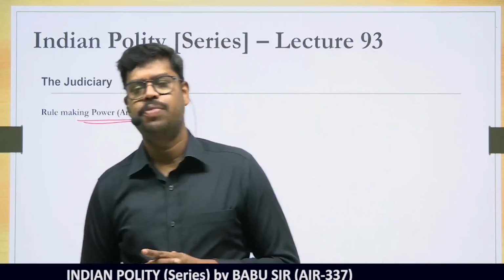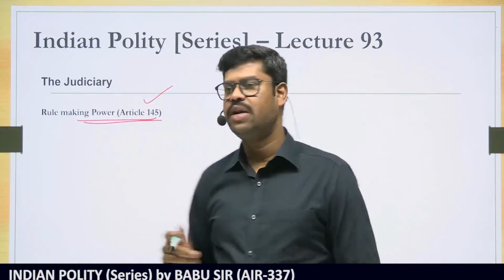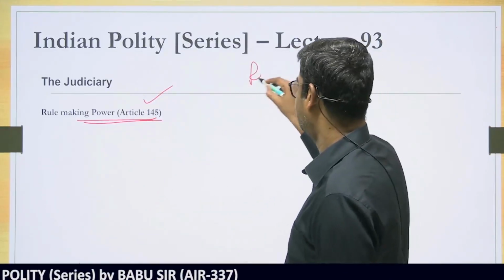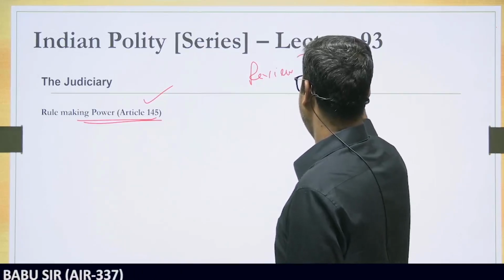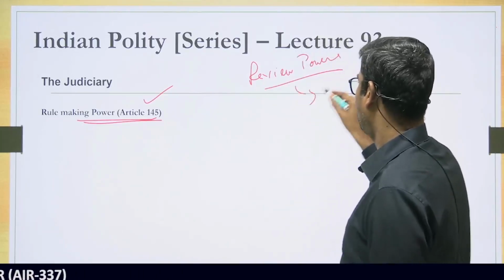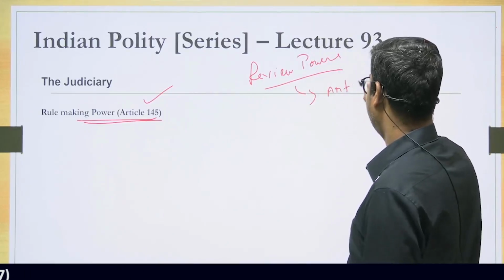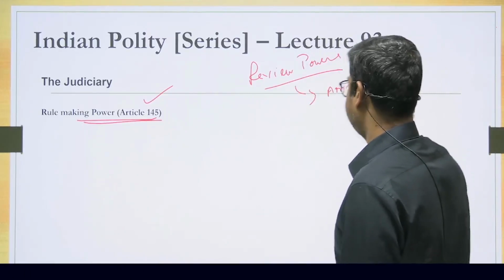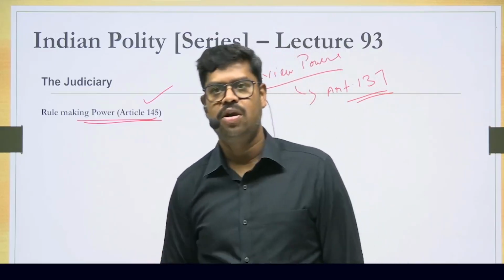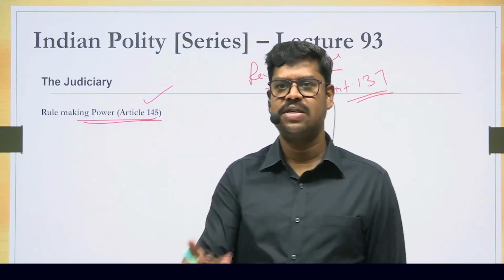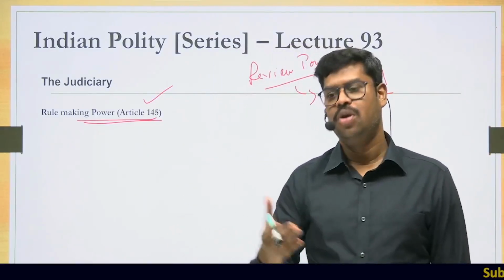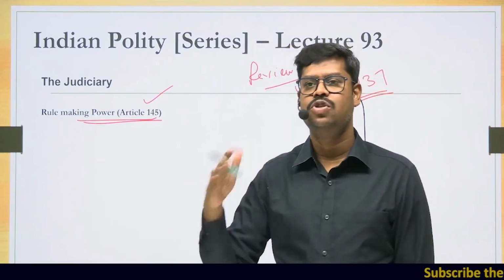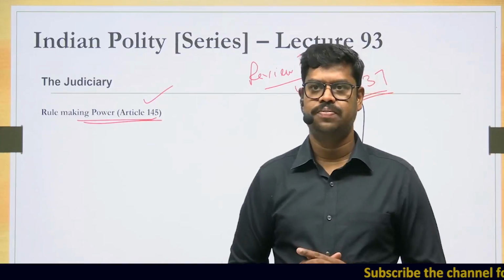Apart from that, the Supreme Court of India also has what is called review powers, which we already discussed. What is this review power? Review powers are the powers given to the Supreme Court under Article 137 of the Constitution, where they can review their own orders and judgments. Suppose certain orders are passed by the Supreme Court and they feel that there is an error or some mistake in that particular order, those orders may be again reviewed by the Supreme Court and they can change the order.